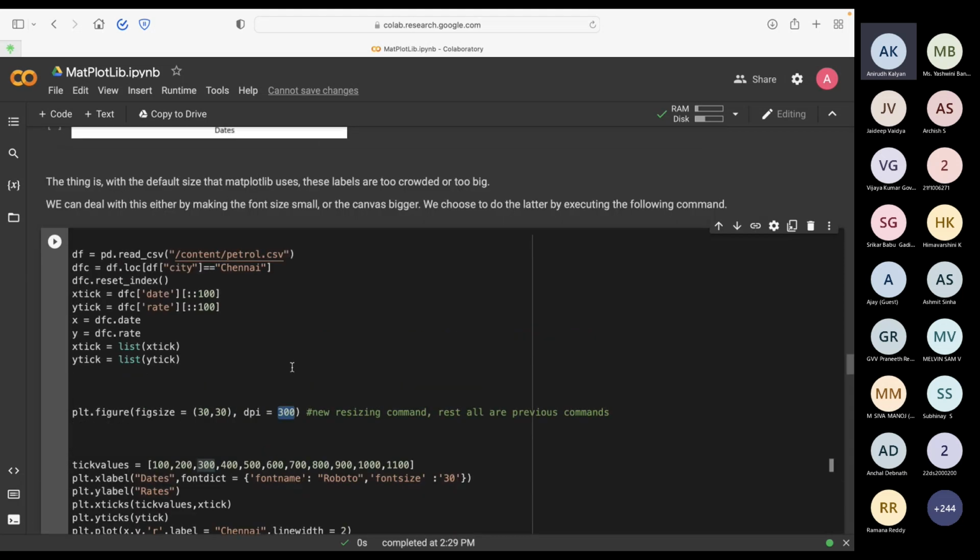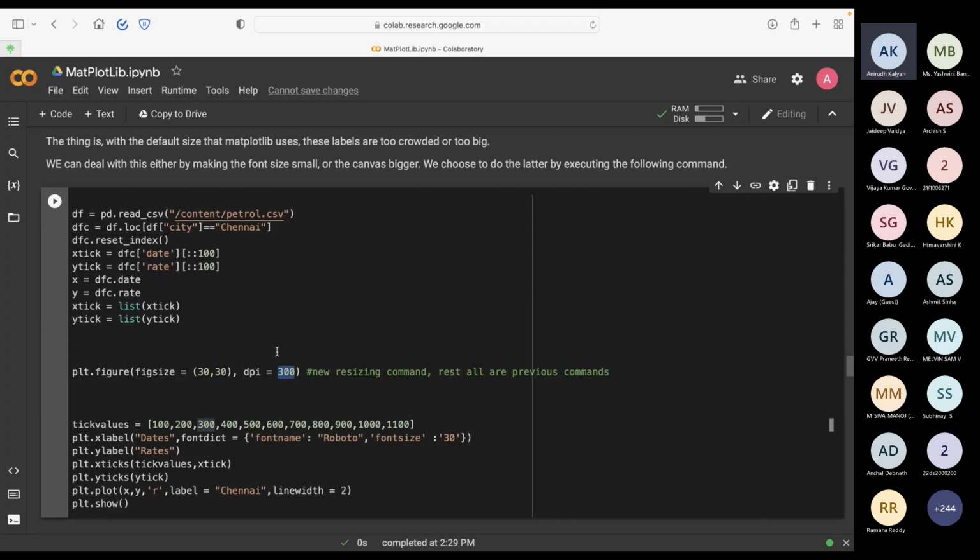All of these I've just lifted and put back from the previous. Your focus should be only on this. So once again, plt is a library of functions. We are going into the figure function of the plt library, and then we are choosing the figsize parameter. How big do you want your canvas to be? I'm choosing it to be 30 inches by 30 inches, and I'm giving it a pixel density of 300.